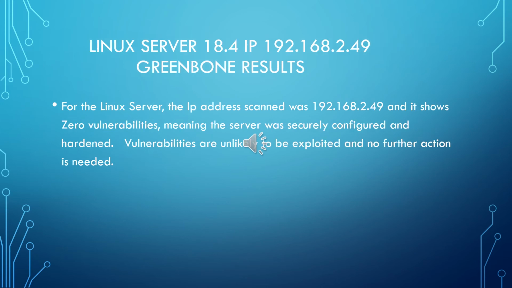In this slide, I'll discuss the Greenbone results for the Linux server, and the IP address that was scanned was 192.168.2.49, and the vulnerability result shows 0 vulnerabilities, meaning that the server was securely configured and hardened. Vulnerabilities were unlikely to be exploited and no further action was needed at that time.